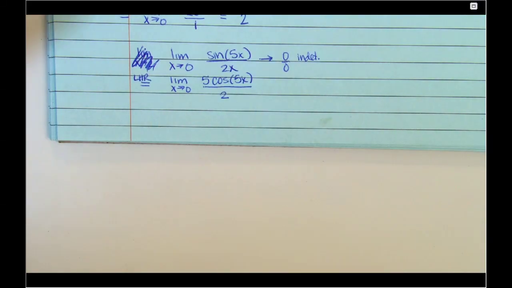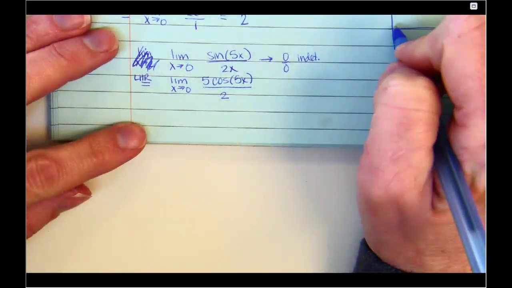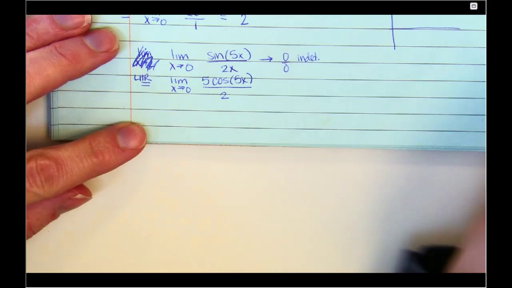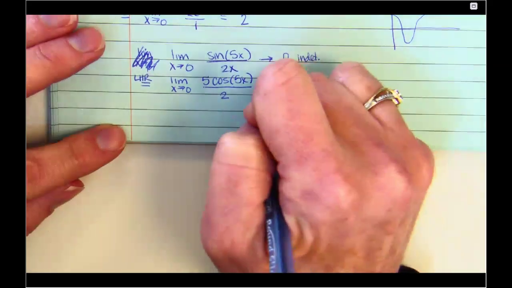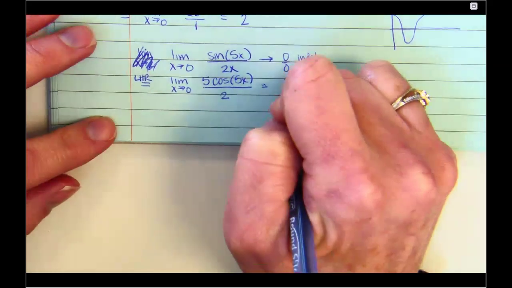Yeah, it's 5 over 2 because the cosine of 0 is 0. I'm highly recommending that you remember what those graphs look like. The cosine of 0 is not 0, it's 1. It's okay. They're going to give us these with no calculator, right? Yes. But this is 5 over 2.